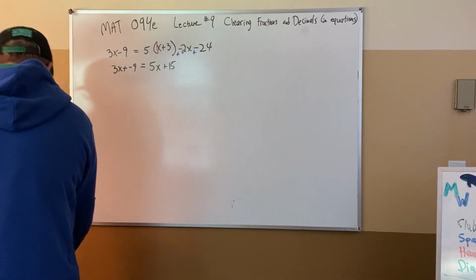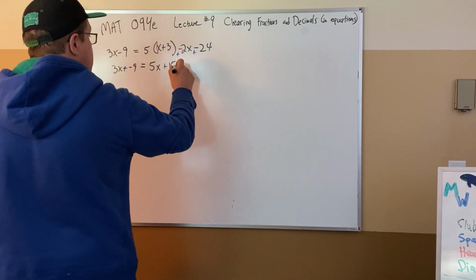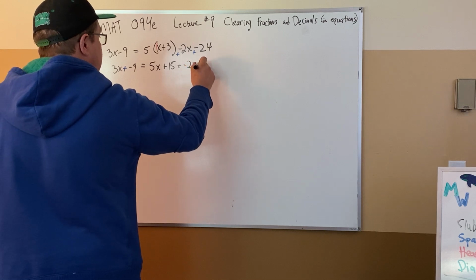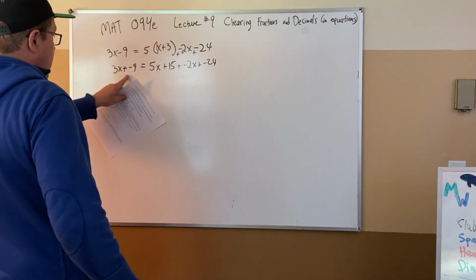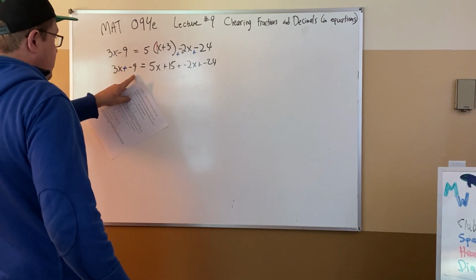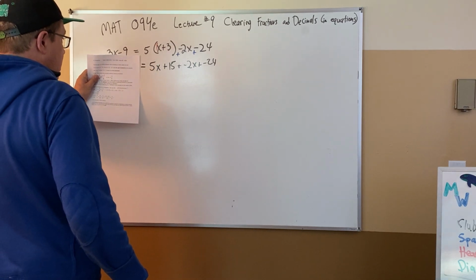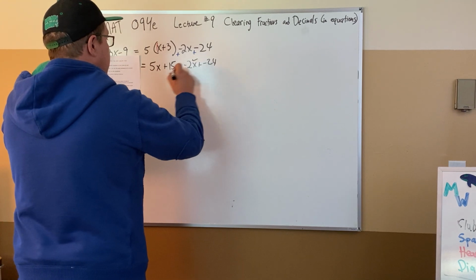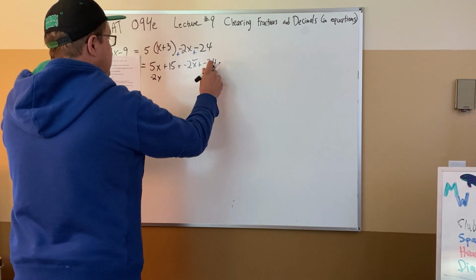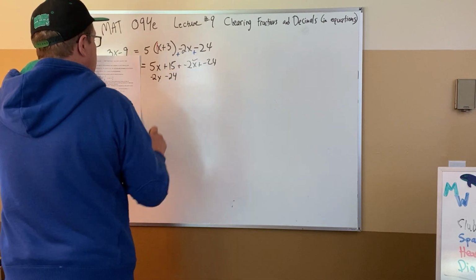And the process that you go through next with the parentheses gone should be known to you by now: to combine like terms on each side of the equation. There are no like terms on this side up to the equal sign. 3x is an x term, minus 9 or negative 9 is a number term. But here we got 5x, 15, negative 2x, and negative 24. Negative 2x joins the 5x, negative 24 joins the 15.